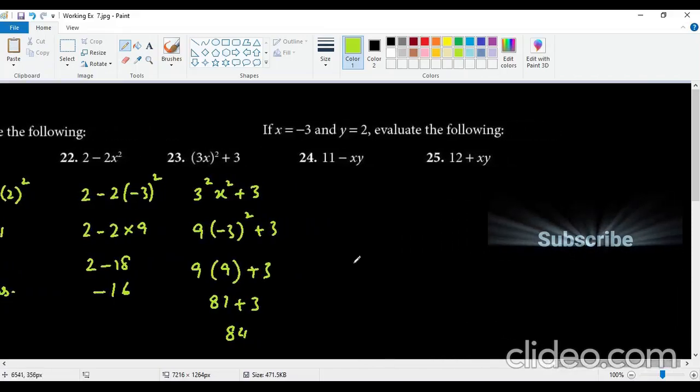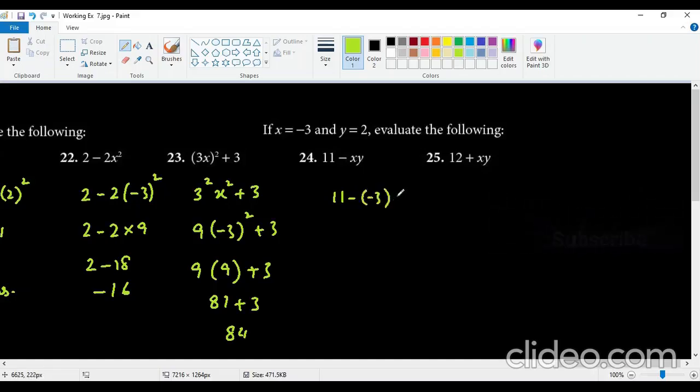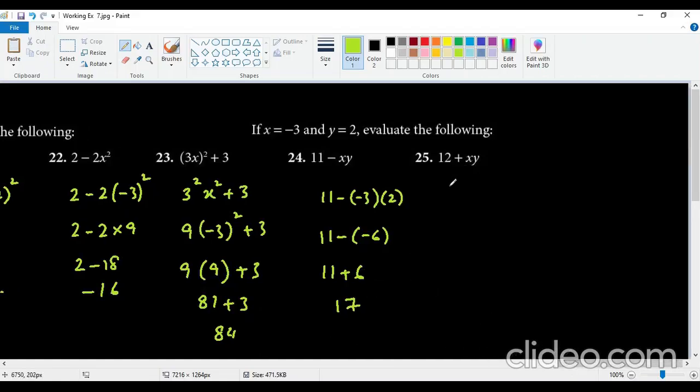Then comes 11 minus x, where the value is negative 3 multiplied by 2. So this is going to give you a negative 6. So 11 plus 6 is going to give you a 17. Now comes question number 25. It is 12 plus the value of x is negative 3 and the value of y is a 2. That means 12 plus, and this is going to give you a negative 6. So this is going to give you 12 minus 6.